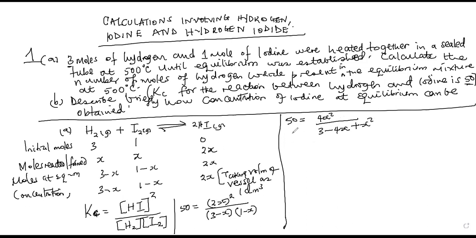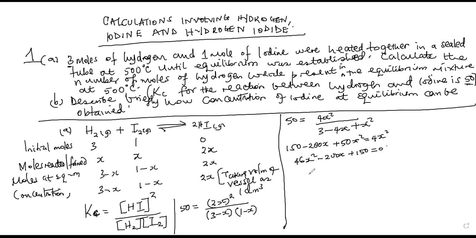Cross multiply, we shall be having 150 minus 200x, then plus 50x squared is equal to 4x squared. This is the same as you bring 4x squared to this side, so it will be 46x squared minus 200x, and of course plus 150 is 0.